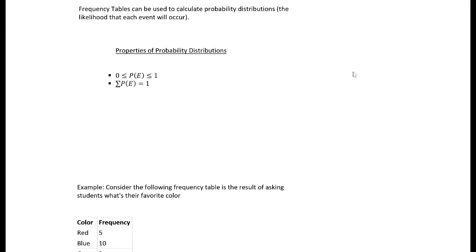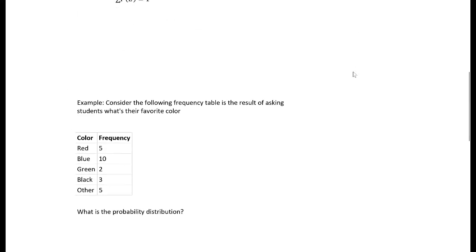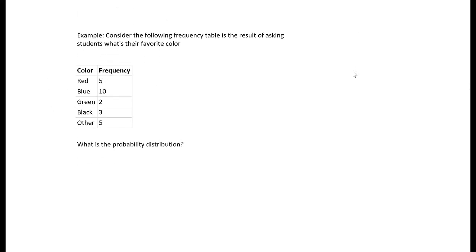To be a true probability distribution, if we add up all the probabilities of all the possible events, that sum has to equal 100% or 1. So that's what that second property is telling you. If you add up all your events, you have to equal 1. Of course, we may have some rounding issues, and we may be slightly less than 1 or slightly more than 1, but we should be really, really close to 1. Just a couple quick examples here.